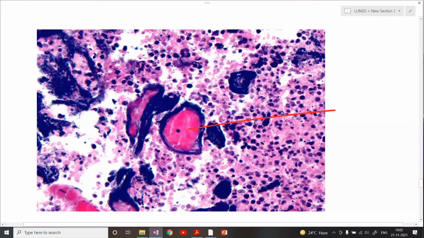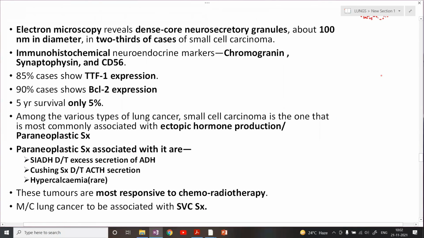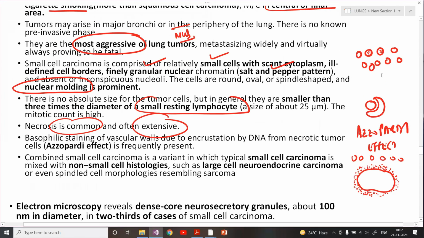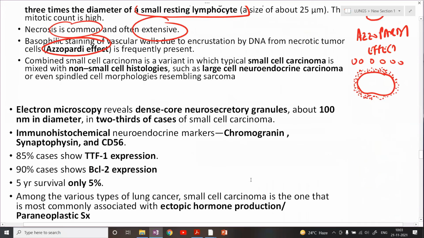Here is the central blood vessel. And if you see, because of a lot of necrosis, the DNA has completely encrusted the walls of the blood vessel. This is called the Azzopardi effect, which is a classical feature of small cell carcinoma of the lung. Clear to everyone? What is the Azzopardi effect and what are its features? I have already discussed the Azzopardi effect and combined small cell carcinoma.